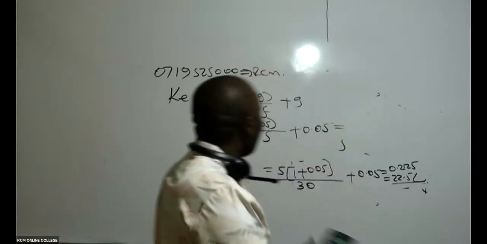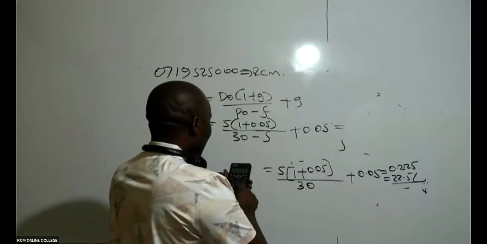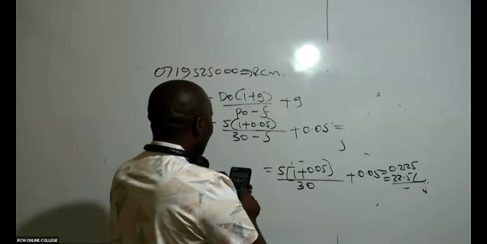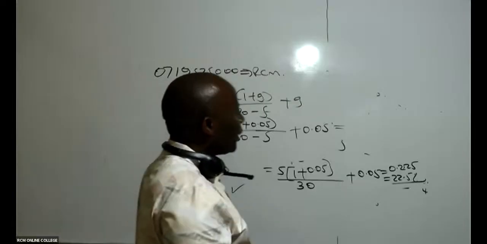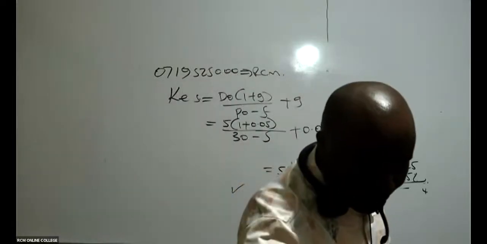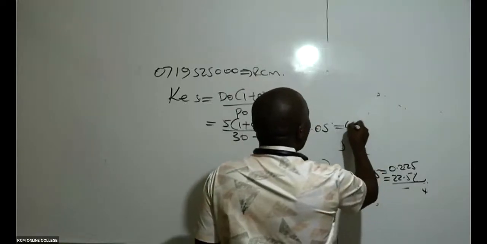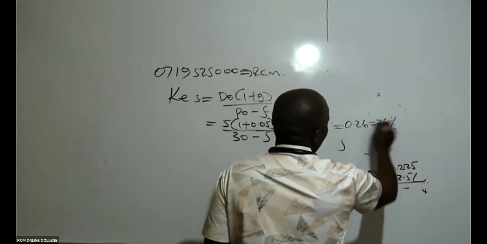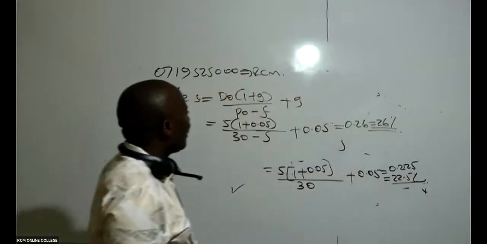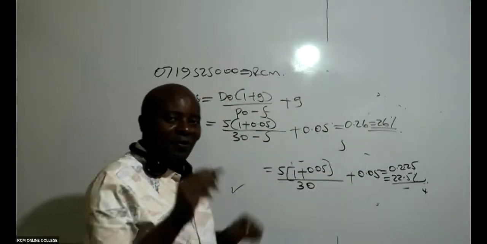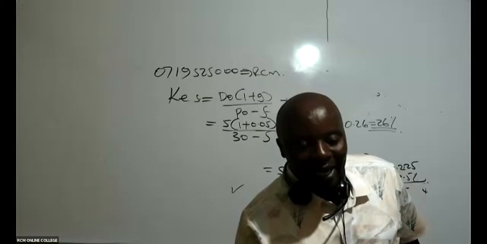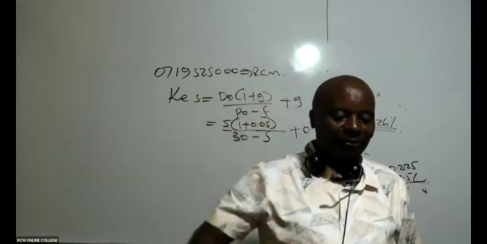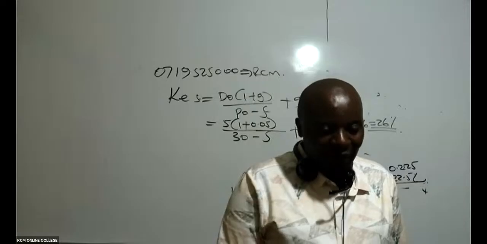So then you come and take, in this case here, your calculator, you say 5 times 1.05 divided by 25. You say equals, and then you say plus 0.05 equals Ke. I'm getting 26%, 0.26, which is the same as 26%. So is this clear, ladies and gentlemen? Because for me to be able to get this WACC, I must get cost of equity. I must get cost of what here? Debt. So up to here, is it clear? Very clear. Thank you very much.